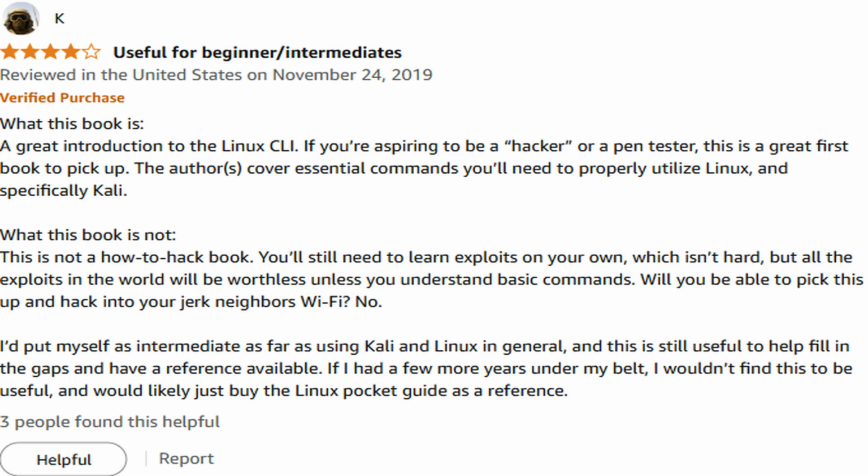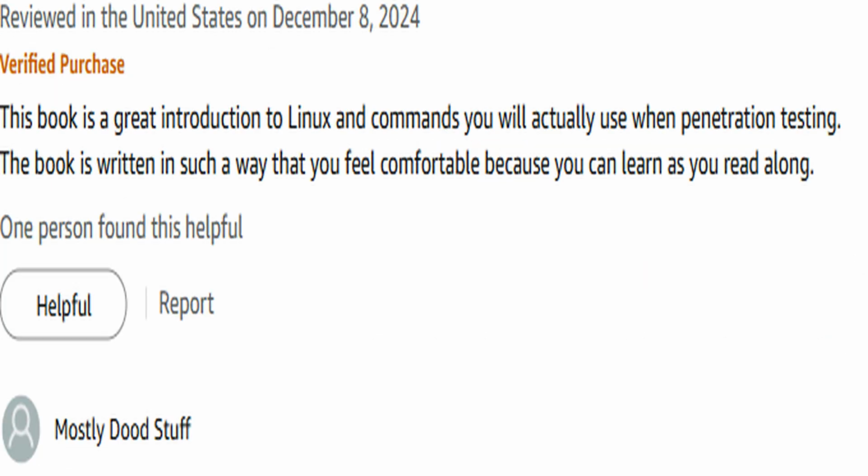From the perspective of a beginner, Linux Basics for Hackers is often seen as an invaluable resource. Many users have reported that the book helped them overcome their initial apprehension about Linux and provided them with the confidence to explore the world of cybersecurity. The clear explanations, practical examples, and ethical focus make it an ideal starting point for anyone interested in pursuing a career or hobby in this field.